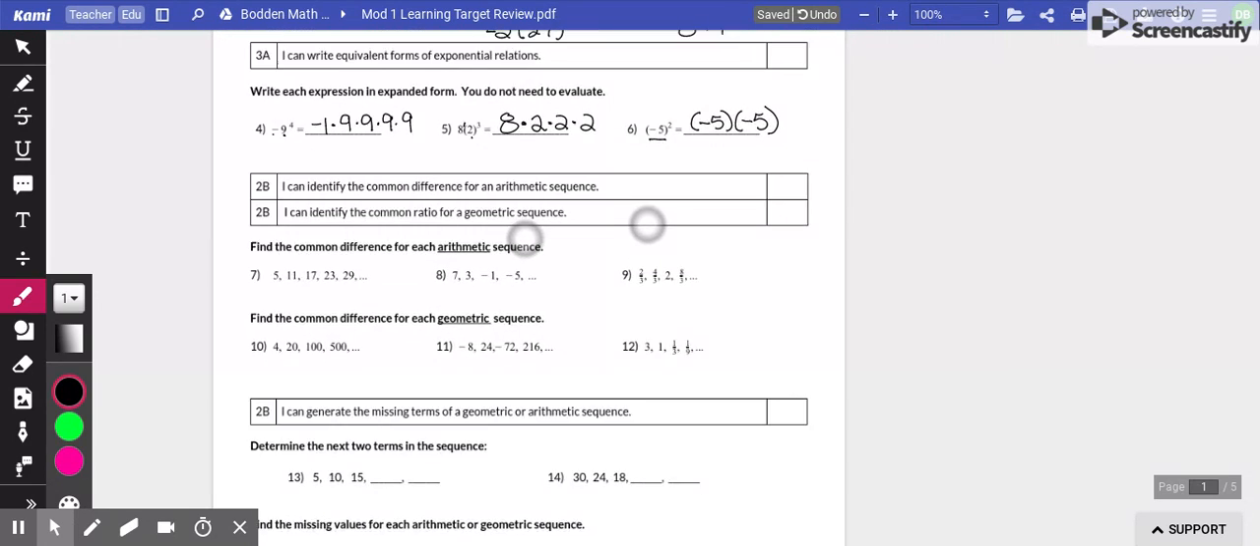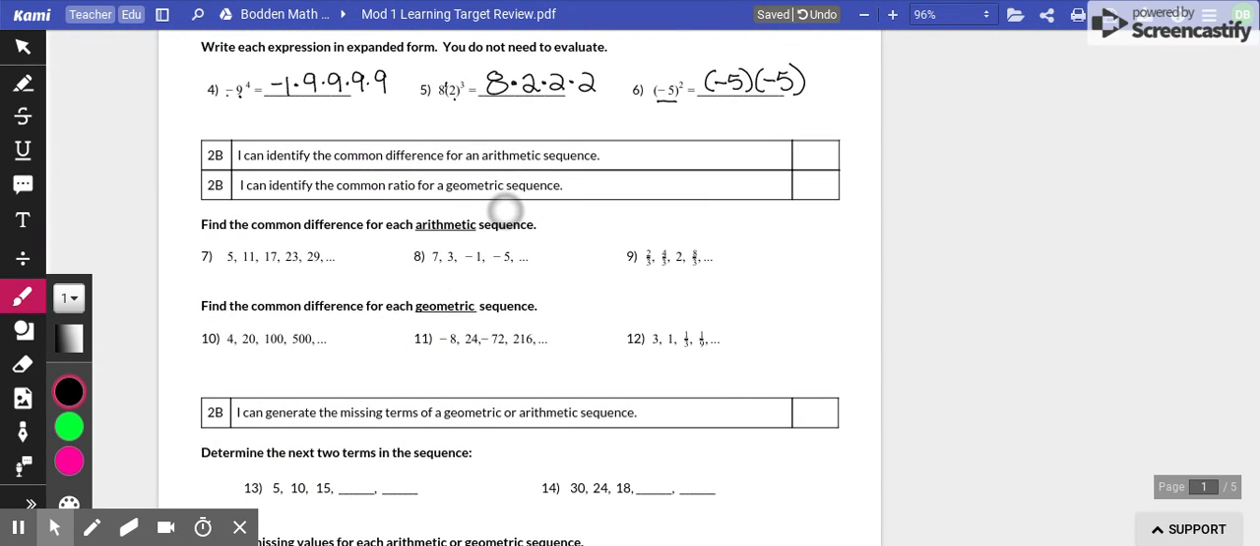Okay. Next, I can identify the common difference for an arithmetic sequence, or I can identify the common ratio for a geometric sequence. All right, so really for this, you have to kind of look at the pattern, see if you recognize one, and then test and make sure that you're correct.